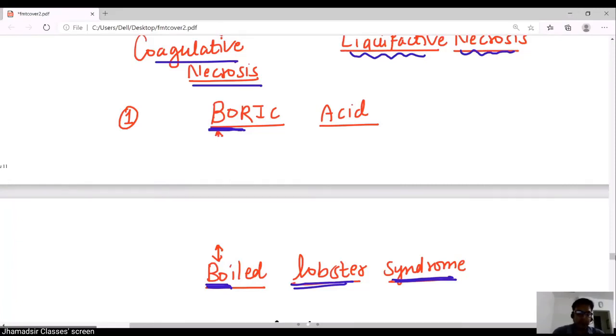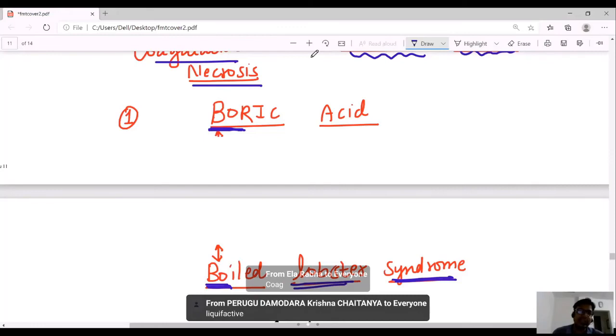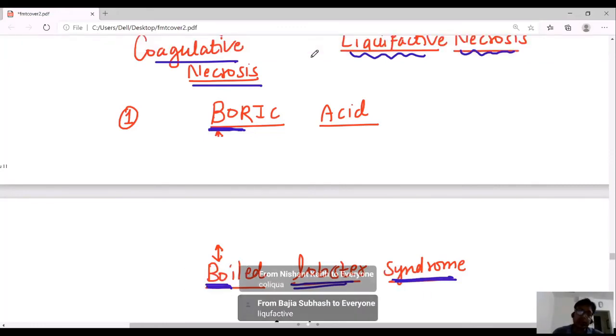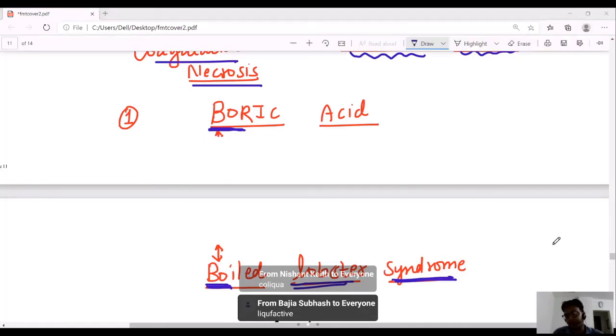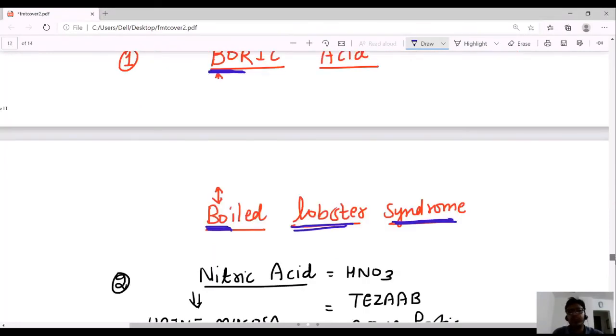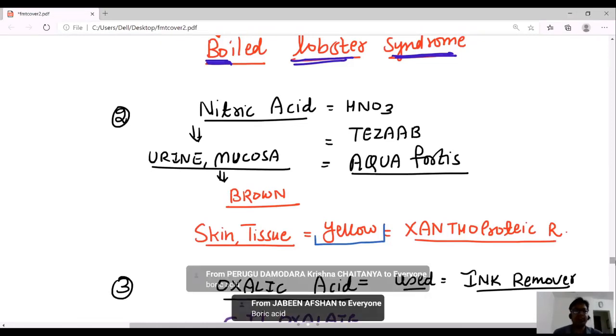Boric acid. Doctor sahab, मेरे साथ रिवाइज करना. Alkali causes which necrosis? Anyone? Which necrosis? Alkali causes liquefactive necrosis. Acid causes coagulative necrosis. That's why alkali are more damaging. Now, दूसरा question. Boiled lobster syndrome is caused by... It's a very simple trick. Bo. Boiled lobster syndrome is caused by boric acid.